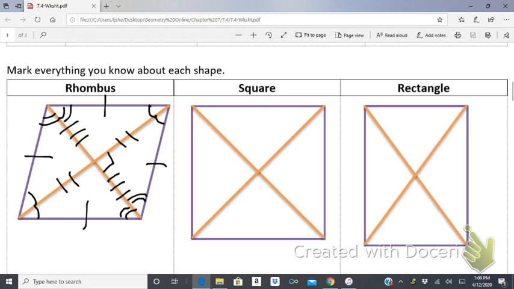Okay? Now what we're going to do is go right to a rectangle, and we're going to do the same thing. I know these sides are congruent. I know diagonals bisect each other. I know that in a parallelogram, remember, opposite angles are congruent.